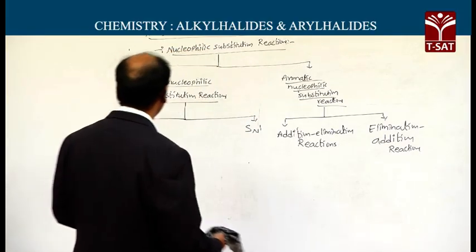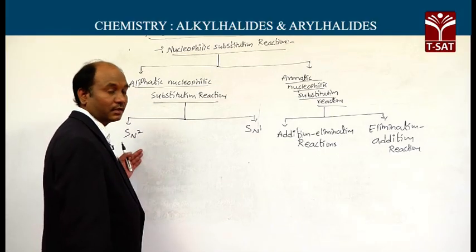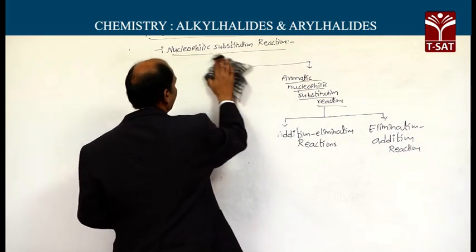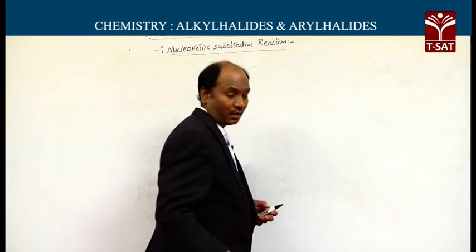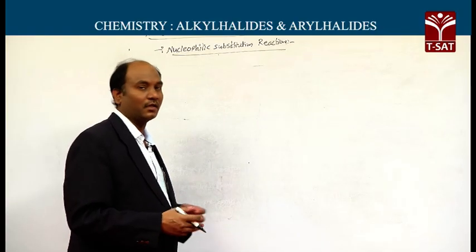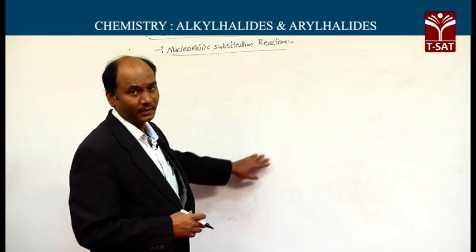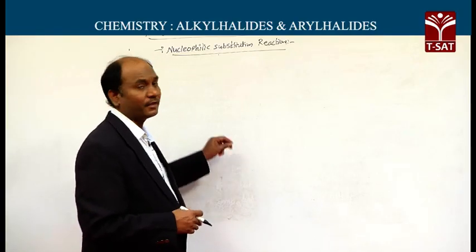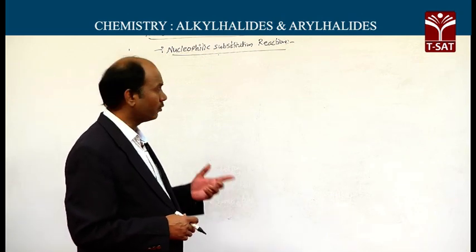Now we are going to concentrate on aliphatic nucleophilic substitution reactions. First of all, let us discuss SN2 reactions. Where does it happen? SN2 and SN1 reactions take place in different types of compounds: alcohols, alkyl halides, ethers. So many compounds undergo these nucleophilic substitution reactions, and all these reactions are very important from the entrance examination point of view. Every year 1-2 questions come from this topic.